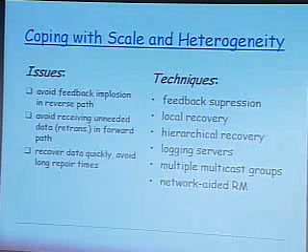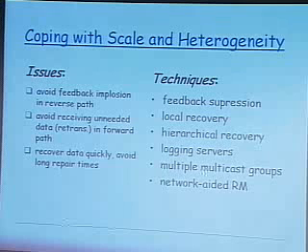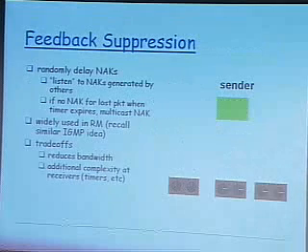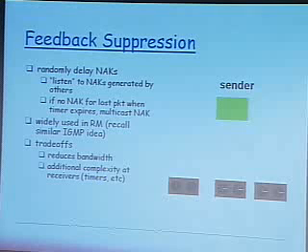Now with scale and heterogeneity, the issues are you want to avoid feedback implosion, you want to avoid receiving unneeded retransmissions, and you want to recover the data quickly if you have a real-time multicast. And some of the techniques that are used are feedback suppression, local recovery, hierarchical recovery, repair servers, and then different multicast groups. So we will take a look at feedback suppression.